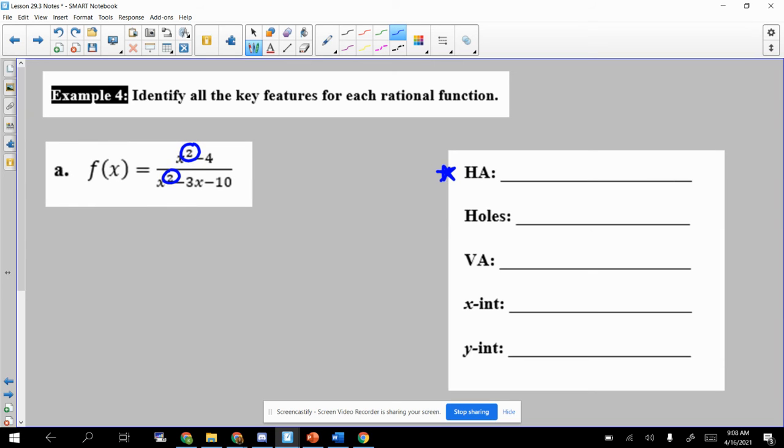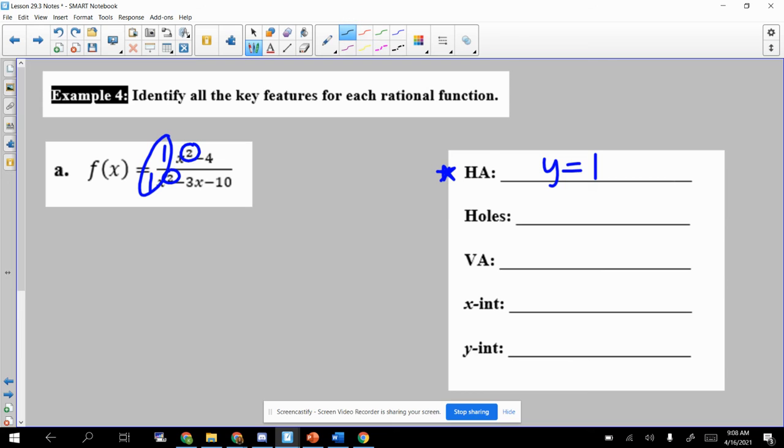Both of them are 2. So remember, when it's the same degree, you are looking at those leading coefficients and making a ratio. Well, they're both 1, so 1 over 1 is just going to be 1. So we have a horizontal asymptote at y equals 1. Okay, that is your first step. Then we're going to factor.